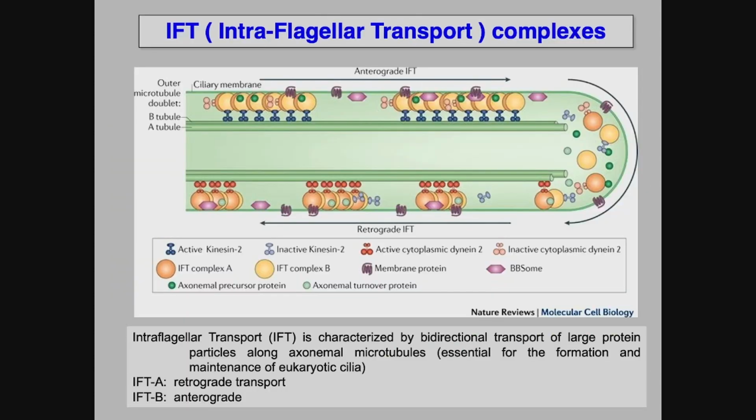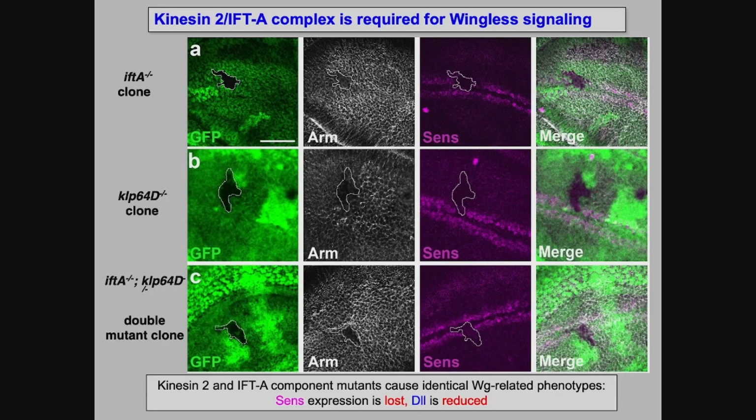Just again, a reminder, IFTA is required for intraflagellar transport in Chlamydomonas, or for transport along the axonemes, which are the microtubules inside the cilium. The IFTA complex is required for retrograde transport from the tip back to the base. IFTB goes from the base to the tip. They interact with motor proteins that move along microtubules, and then they bind cargo proteins that need to be transported in and out of the cilium.